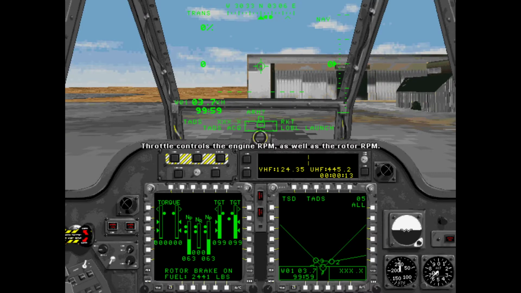Throttle controls the engine RPM as well as the rotor RPM. Since the Longbow has automatic throttle control, you don't need to be concerned about throttle.